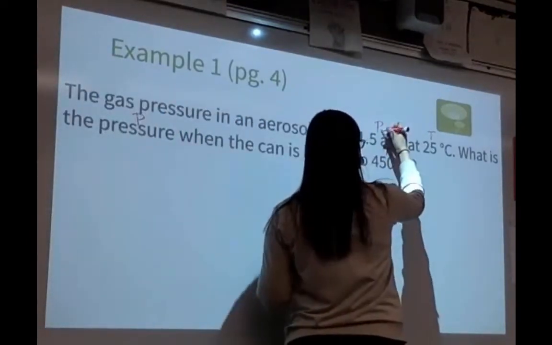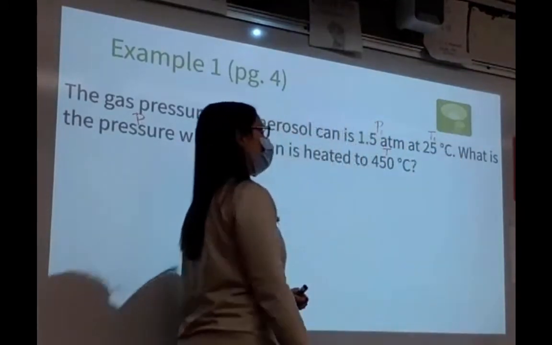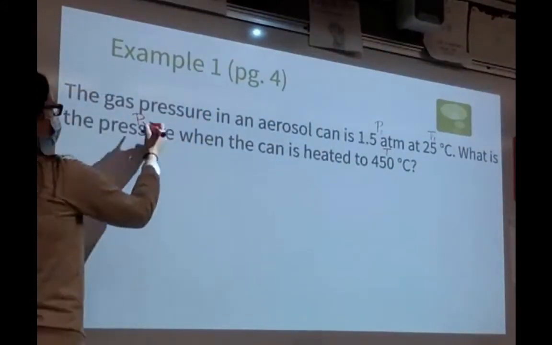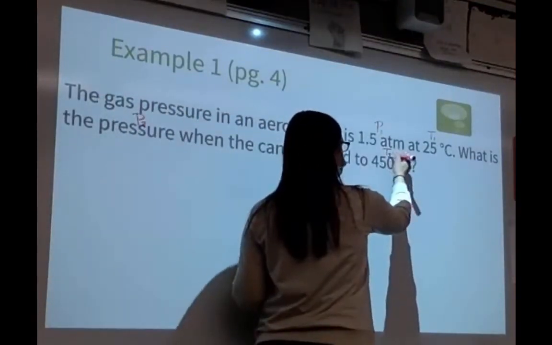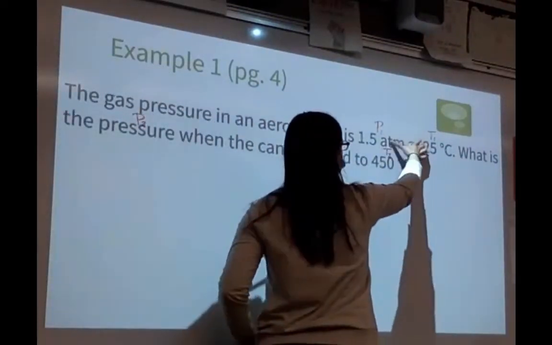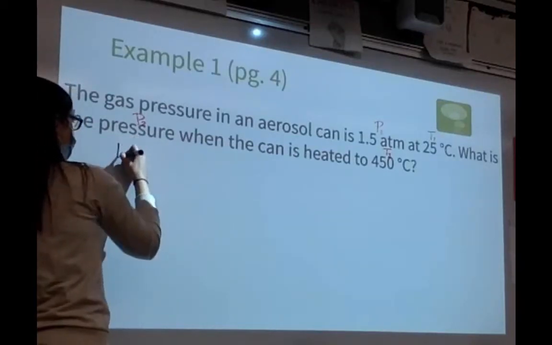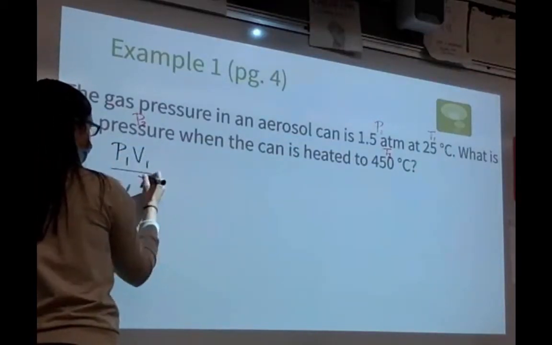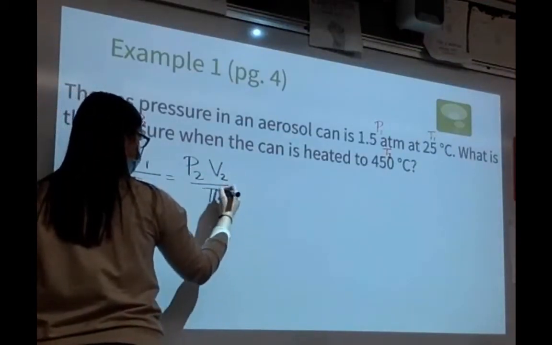So I'm going to label these. 1.5 ATM goes with 25 degrees Celsius, so I'm going to label that P1 and T1. This new pressure that I'm solving for, I'll label P2. 450 degrees Celsius, I will label T2. It's important to make sure that you put the variables that belong together. So if I write out the combined gas law, P1V1 over T1 equals P2V2 over T2.